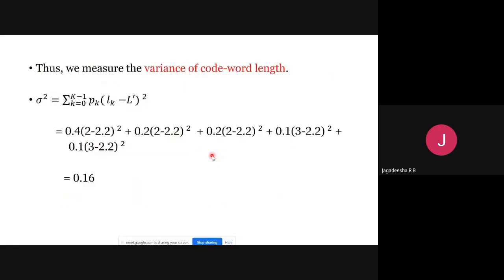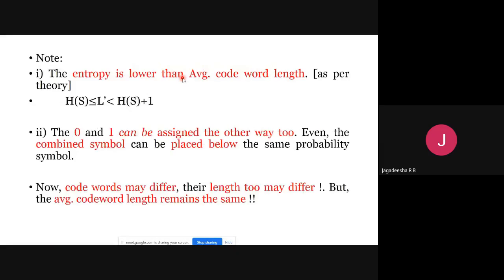Okay, before going to that example or that investigation, let us see the third part of this question, that is how to find the variance. Because of this, as we discussed here, we can assign a 0 and 1 in a different way, or we can place the newly generated element maybe upper or lower in the sorted list.